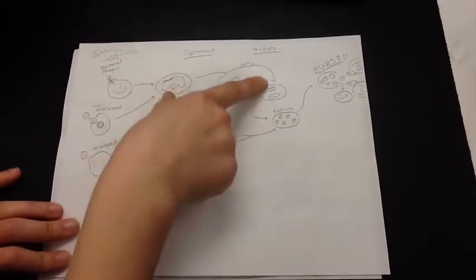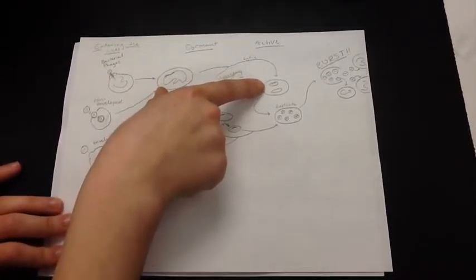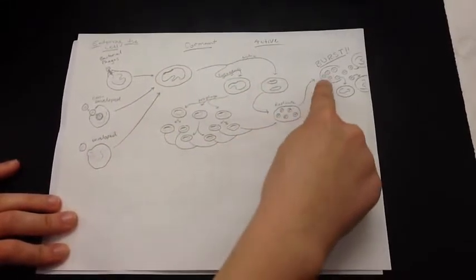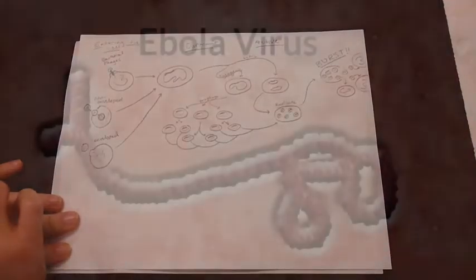The other way it can go is into the lytic cycle, which is active and ends up creating more and more virus inside of the cell and replicating to the point where it bursts, spreading to other healthy cells.